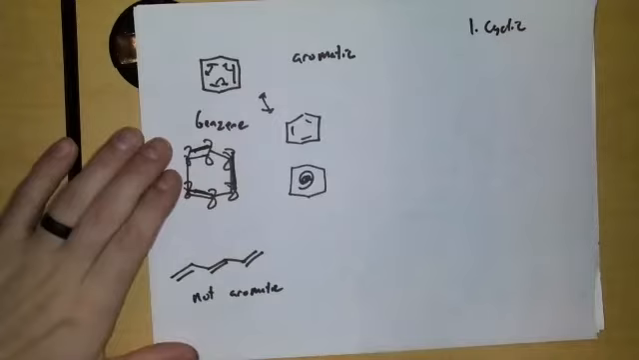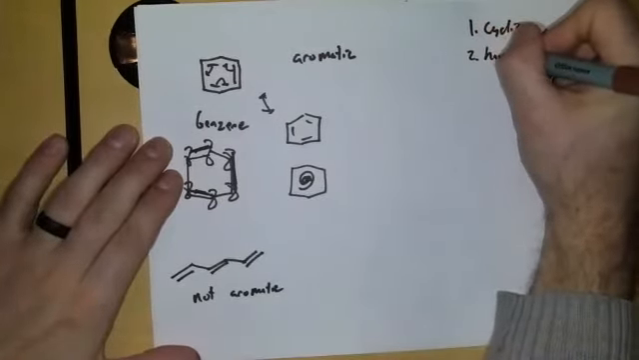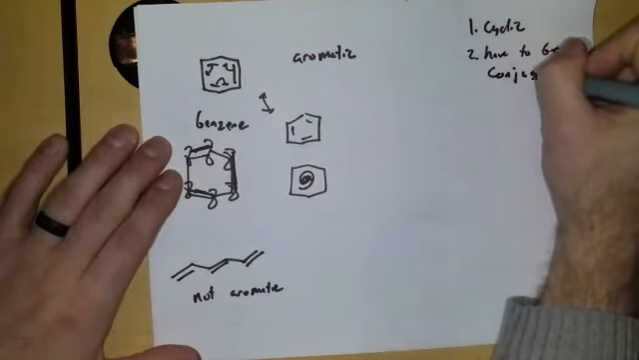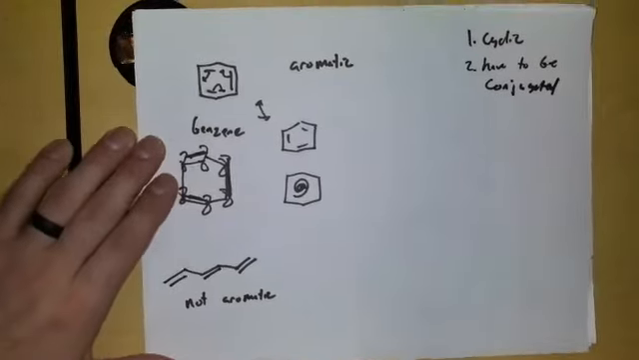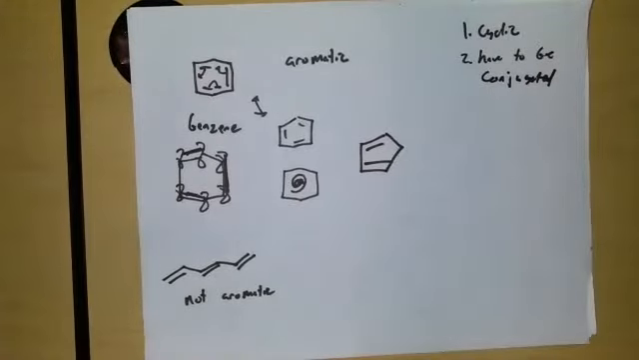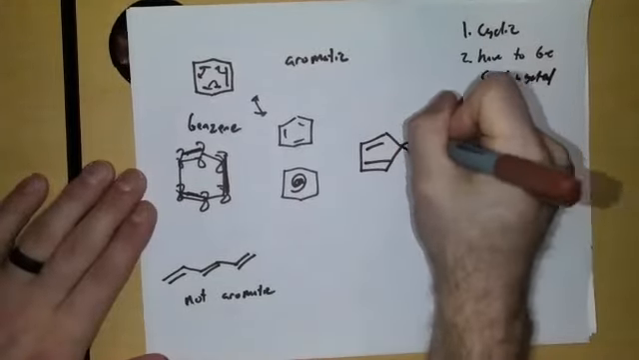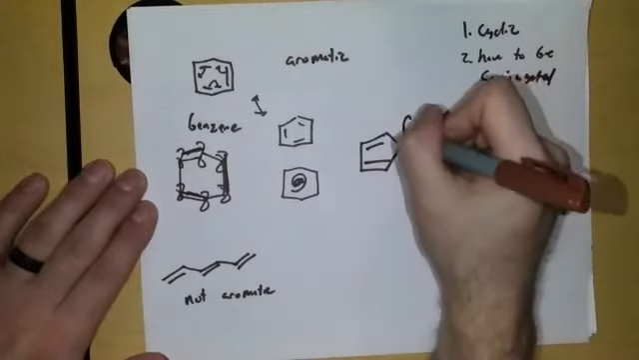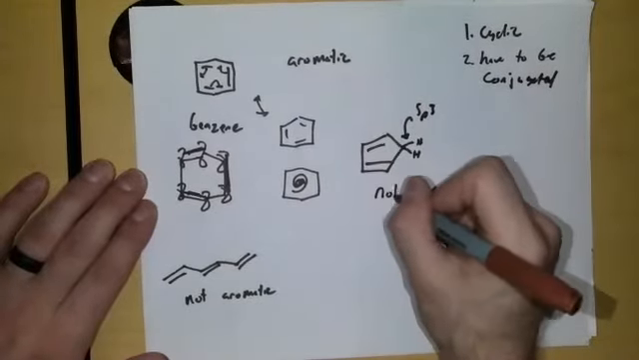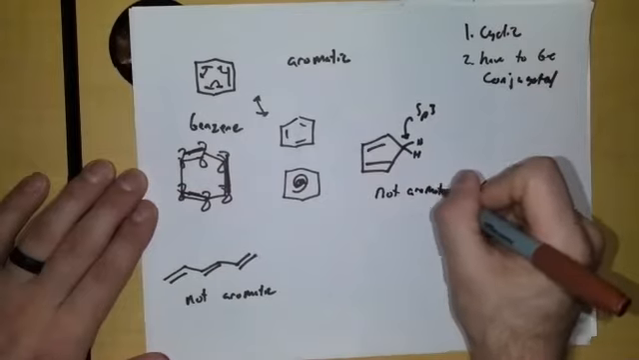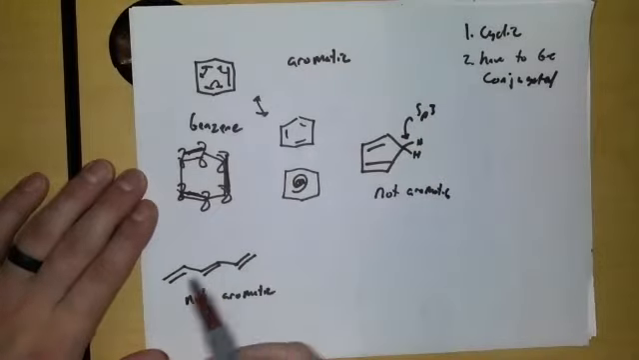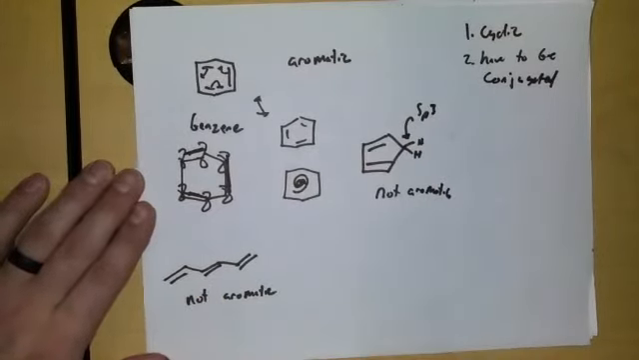They also have to be conjugated. So if we have this here where we have an sp3 center, this is also going to be not aromatic. Because our electrons can't move through this center here, we're only doing the same thing we were doing here, where electrons can move back and forth, but they can't move in a cyclic motion.